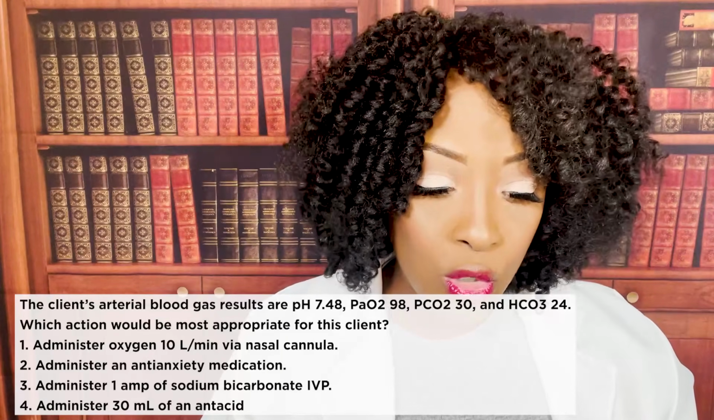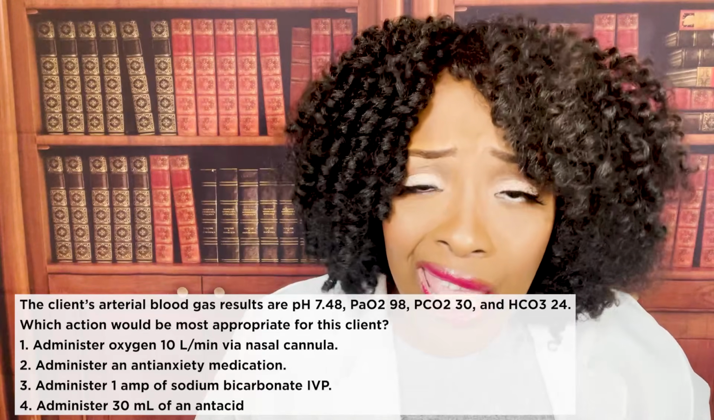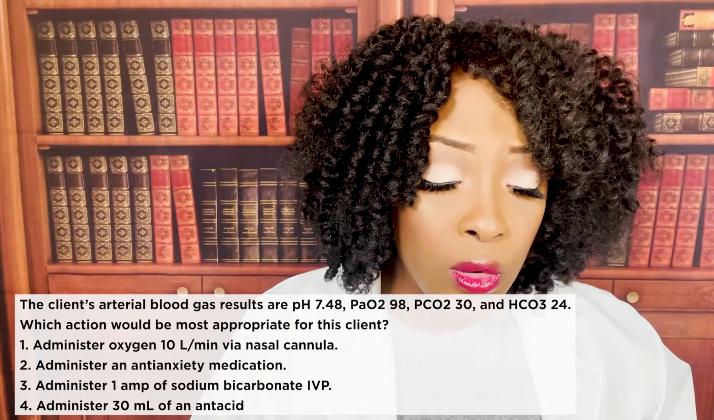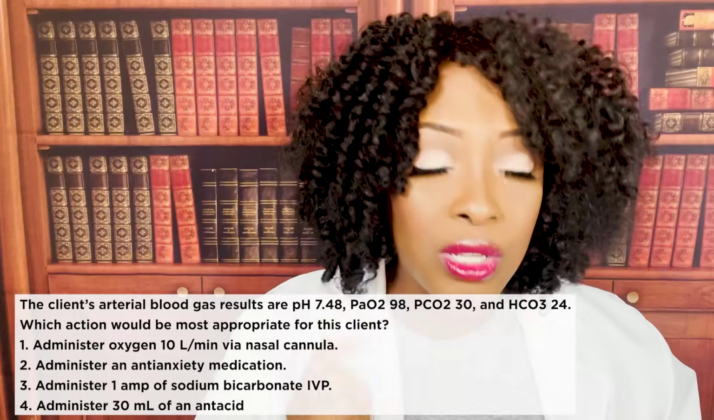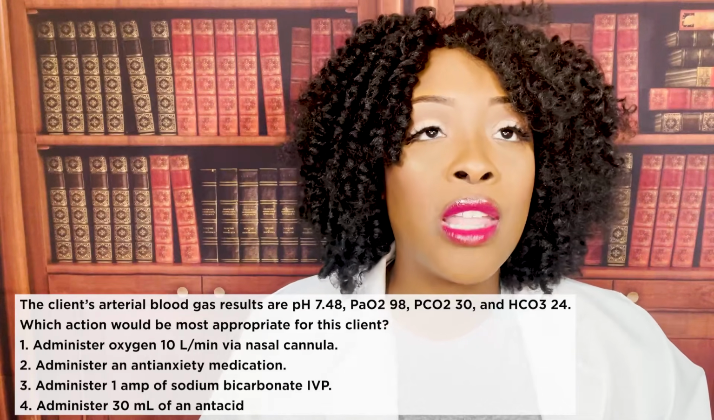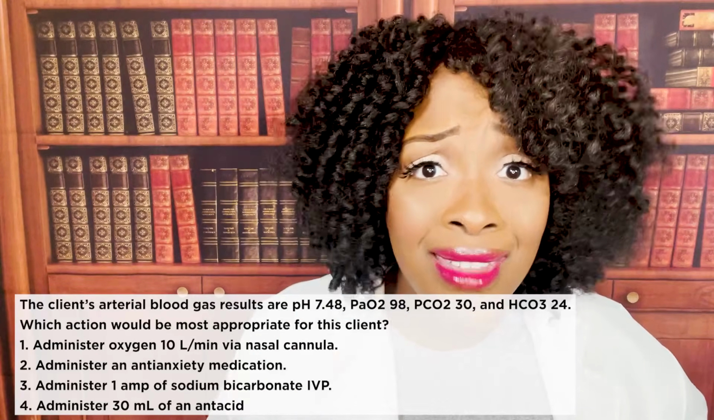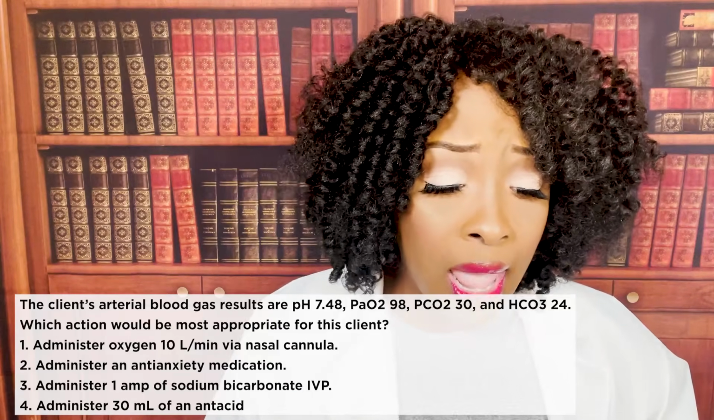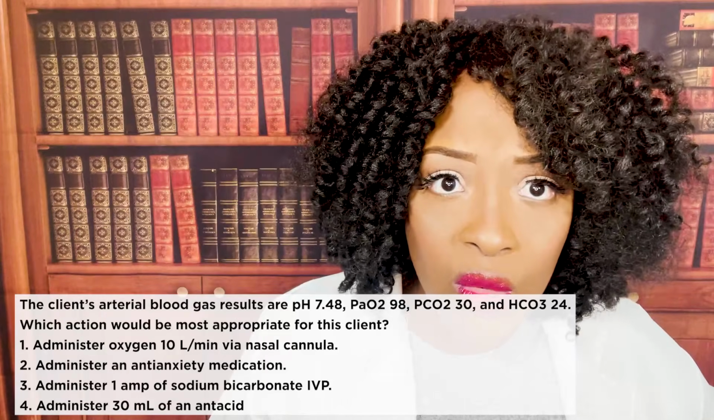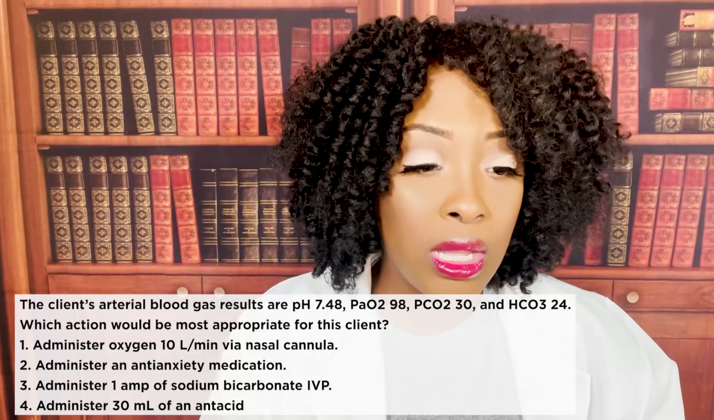Now let's look at our wrong answer choices. 1, giving them 10 liters of oxygen. For what? Their PaO2 is 98. That's not the problem. So that's wrong. Choice 3, giving them sodium bicarb. This is a drug of choice for a patient that's going through metabolic acidosis. We want to give sodium bicarb for a patient that's going through acidosis. The patient, this clinical picture that we're looking at, they're alkalotic, not acidic. So that's wrong. And then choice 4, give them an antacid. Patient's already alkalotic. Why are we going to give them an antacid? Stop. No, that's wrong. So the correct answer is 2.